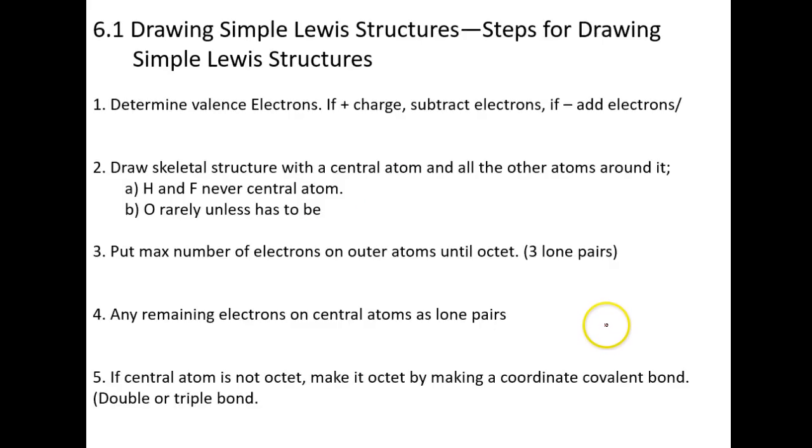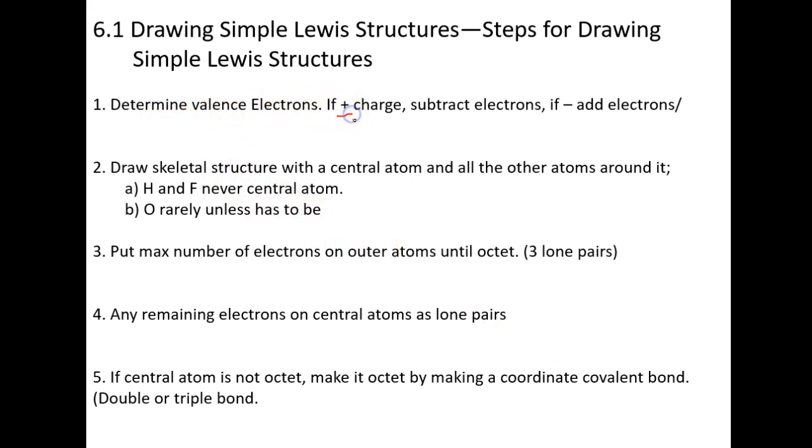All right. So let's go over the rules. There are 5 of them. Now, it doesn't mean you necessarily have to do all 5 of them. And this is the order that you must do it in. If you do it in any other order, you will get it incorrect. All right. The first one is to determine the valence electrons.